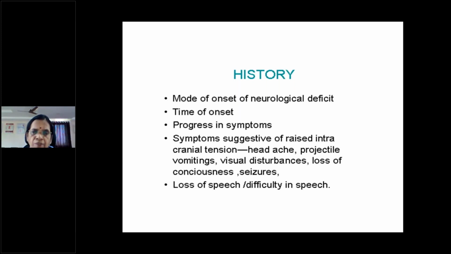And then seizures. Seizures are also important whenever there is a cerebral edema. So they can come with a generalized seizure. These are all the symptoms which suggest the patient should be treated urgently. Otherwise, his neurological status will worsen.